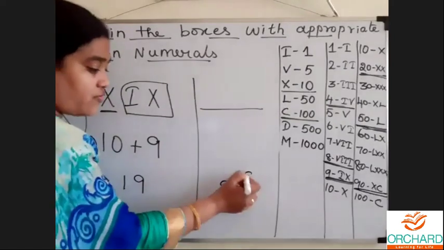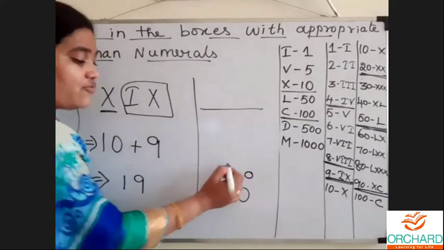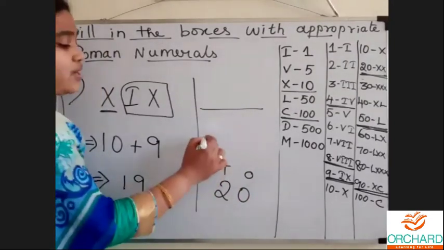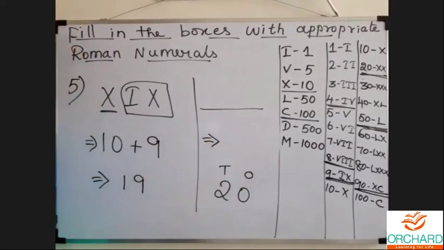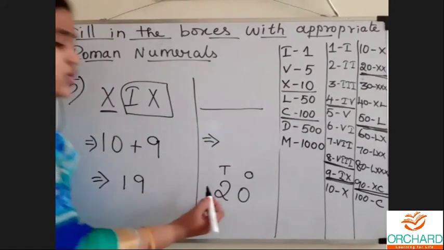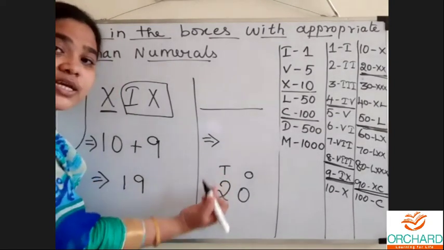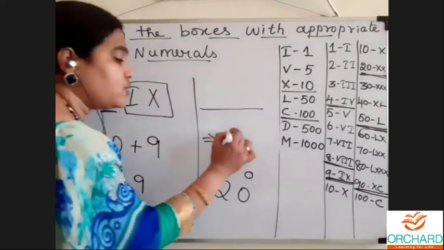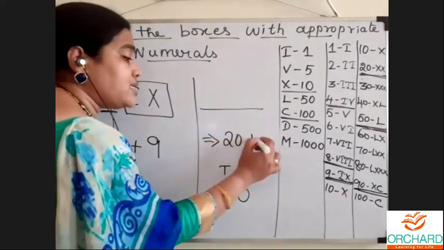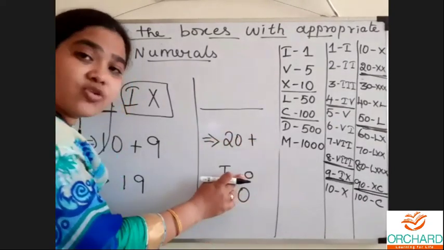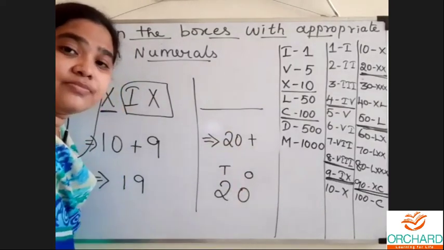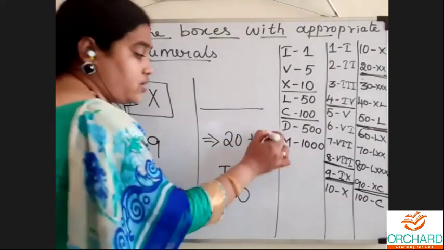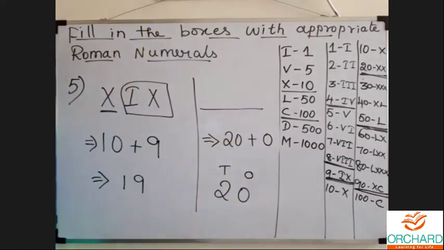0 in the place of 1, 2 in the place of 10. Can you tell me the expanded form for 20? So here 2 stands in the place of 10. 2 tens are 20, plus 0 which is in the place of 1. 0 ones are 0.